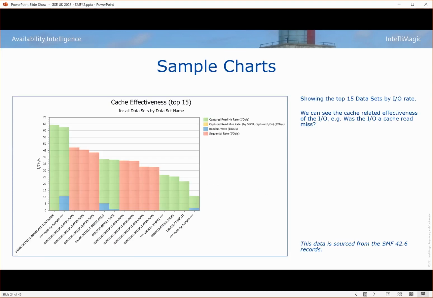So let me just look at some sample charts of what we can look at in this data. What I'm looking at here is the top 15 datasets by IO rate. So we can see the cache-related information, i.e. read hit or read miss at a dataset level, okay? Whether random writes, whether sequential rate of the IOs is. Okay, so this kind of data is interesting to see at a dataset level, what kind of effectiveness we have as far as our disk cache is concerned. And as you can see in the bottom right, I've written down where this data is available. So this is in the 42 subtype 6.